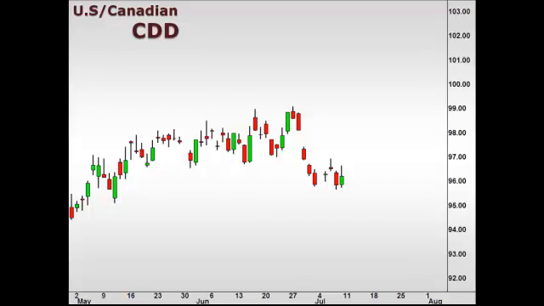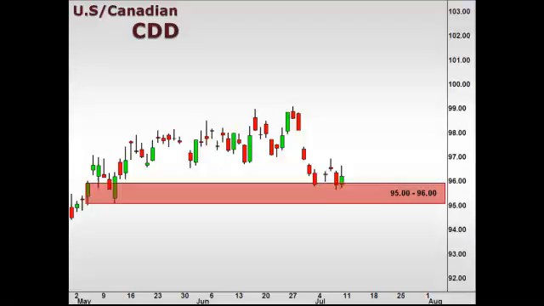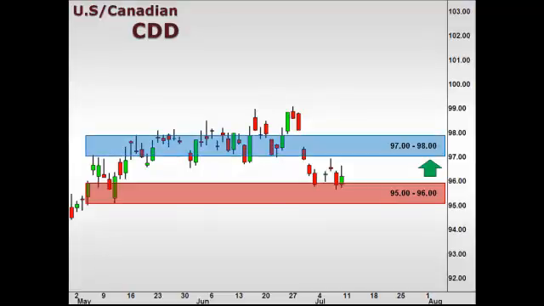Let's take a look at the U.S. dollar versus the Canadian dollar as seen here in the ISE FX Options pair value CDD. Now that CDD found support at the 96 level as expected, a bounce here is likely to meet with resistance within this 97-98 focal zone.